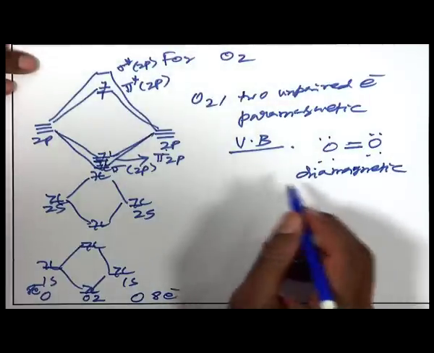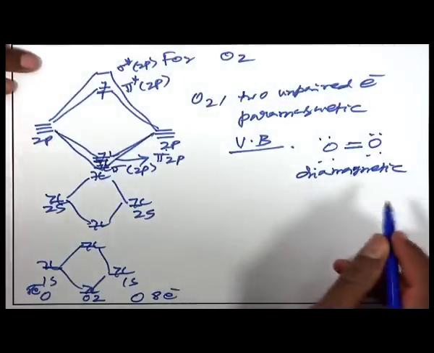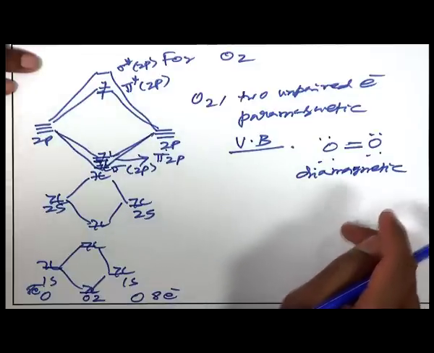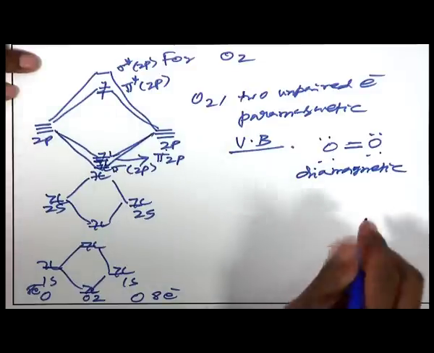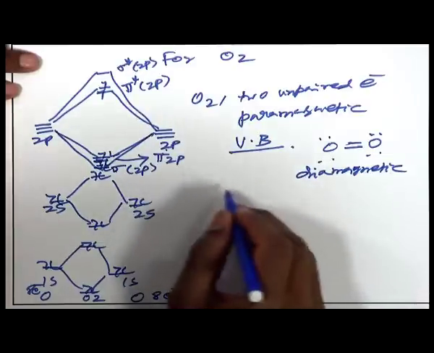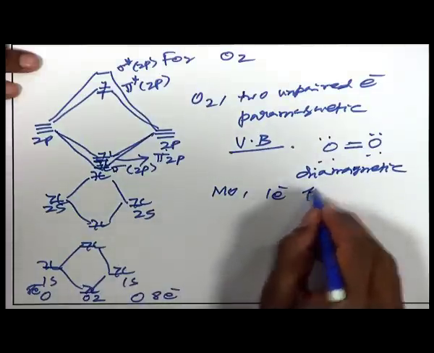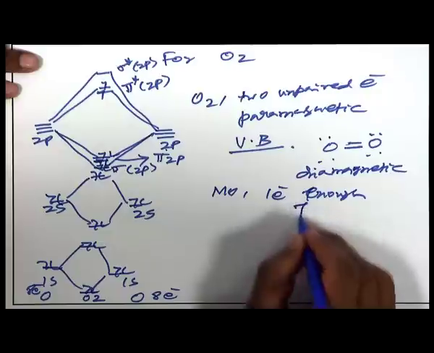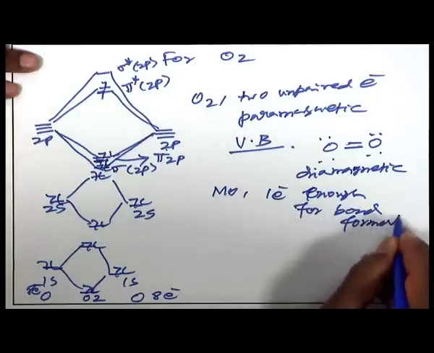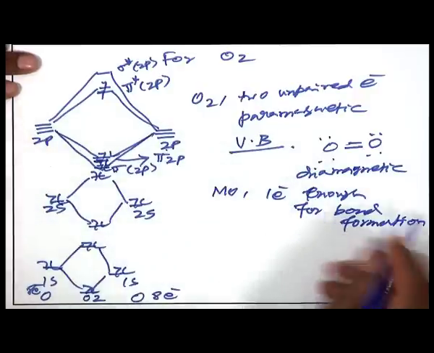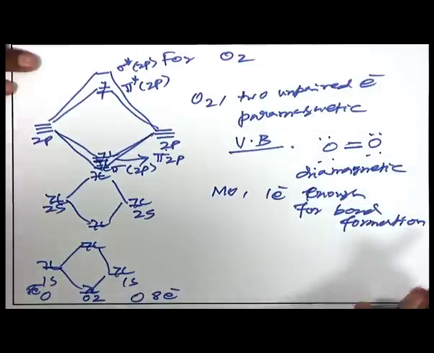In molecular orbital theory, you just calculate the bond order. You have to find the number of electrons present in the bonding molecular orbitals minus the number of electrons present in the antibonding, divided by 2. According to molecular orbital theory, one electron is enough for bond formation, but in valence bond theory you need two electrons for bond formation. That is a major difference.